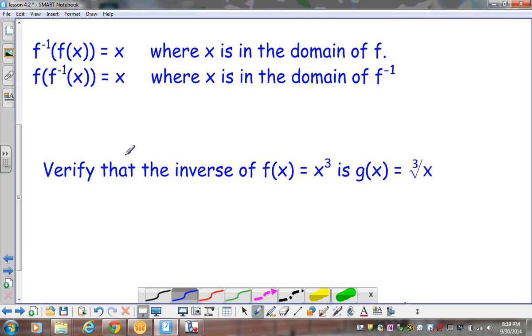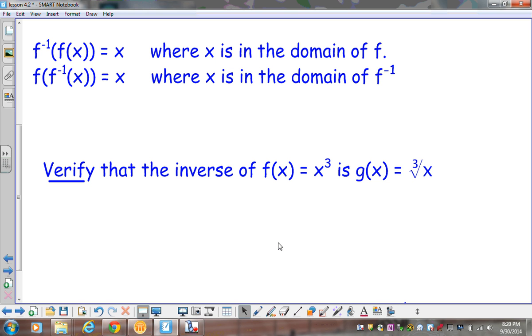So what we're going to do is look at finding some inverses today, and then we are going to take that and verify. Here's a keyword, verify. Now, some of you don't know verify. That just means check or show that or prove that these two pieces are actually inverses.